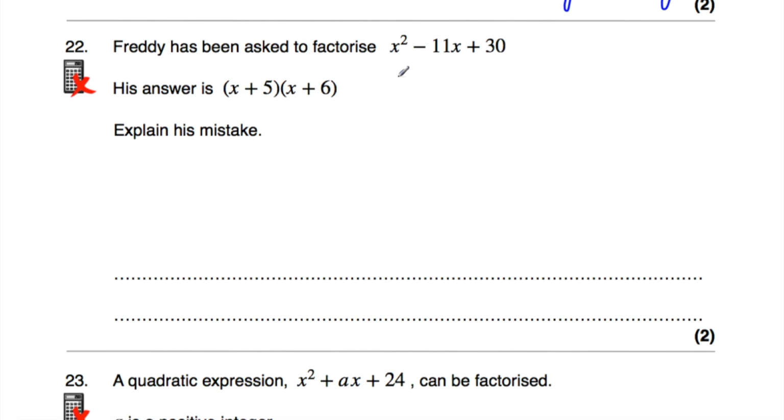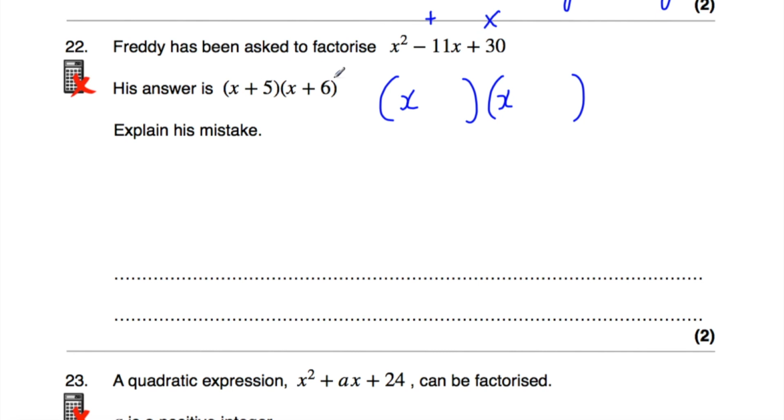So because it's a quadratic, I'm going to put our brackets down, and I'm going to put x at the front of both brackets. We want two numbers that will multiply together to be 30, and then will add together to be minus 11. Now, because they times together to be 30, that means they're going to be either both positive or both negative. Now, because they add together to be minus 11, they're not going to both be positive. They're going to be both negative. And actually, if we have a look here, Freddie had plus 5 and plus 6. Now, that couldn't work because 6 times 5 is 30.